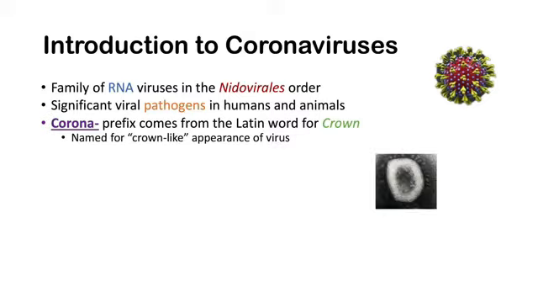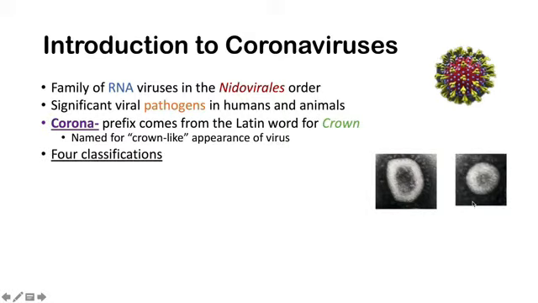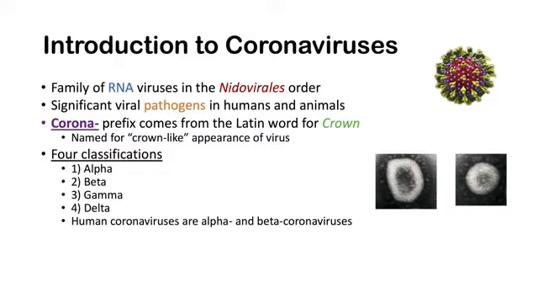So here is an electron microscope image of a coronavirus, and as you can see here, these are the membrane surface proteins, and it looks a bit like a crown. And here's another image as well. There are 4 classifications of coronaviruses: alpha, beta, gamma, and delta. So it's very easy to remember. And human coronaviruses are alpha and beta coronaviruses. So the coronaviruses we talk about and hear about are in the first 2 classifications, alpha and beta.